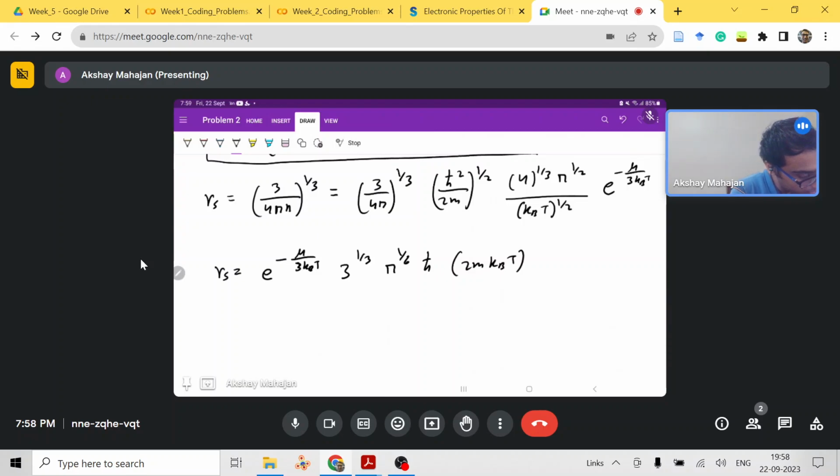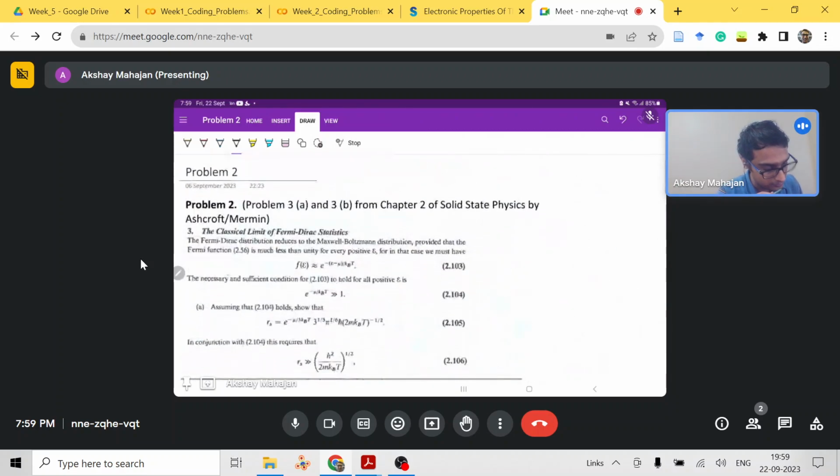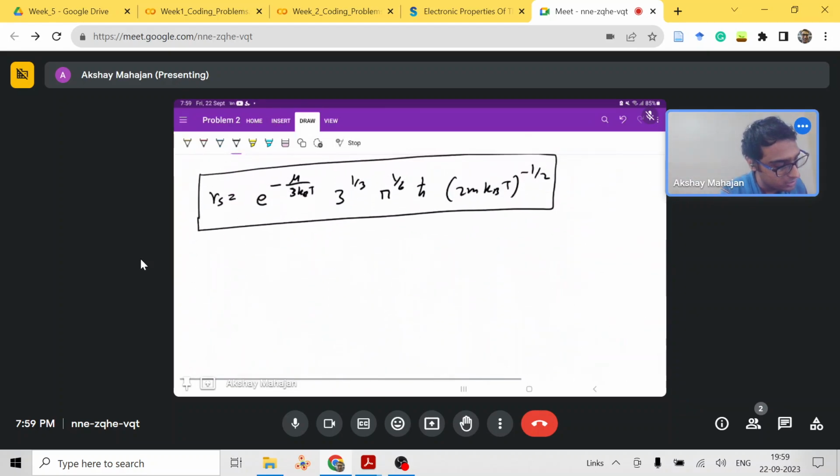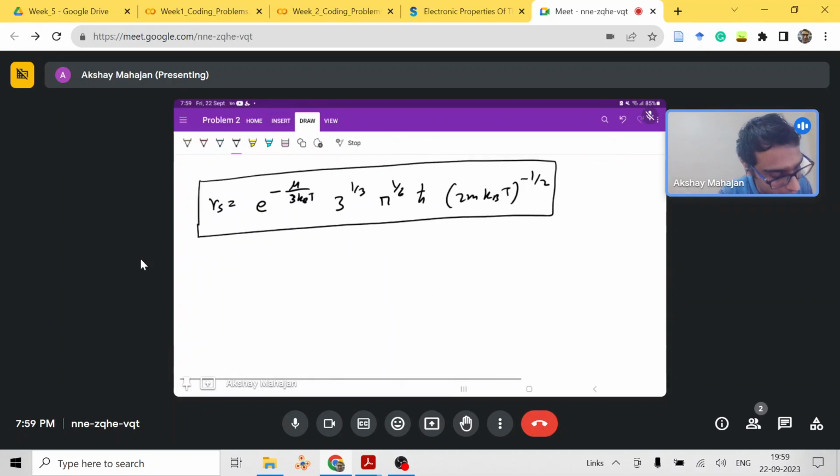Okay, 2m kBT to the power minus. So this will be our rs, and if we just check with our result, rs e to the power minus 2 by 3 kBT to the power 1 by 3 pi to 1 by 6 h square 2m kBT to the power minus 1 by 2. So we have proved that rs will be equal to this.